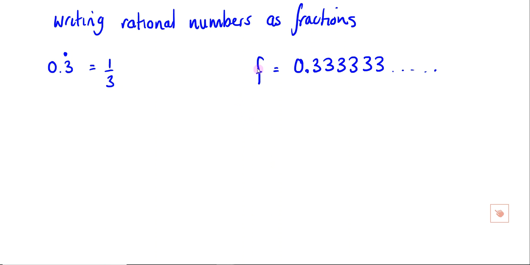I'm going to multiply F by 10. So I'm going to have 10 F's. Yeah. If 1F is 0.3 recurring, what's 10 F's? 3.3 recurring. And what do you notice about the threes that I said was really important?